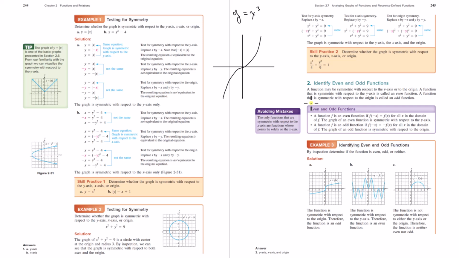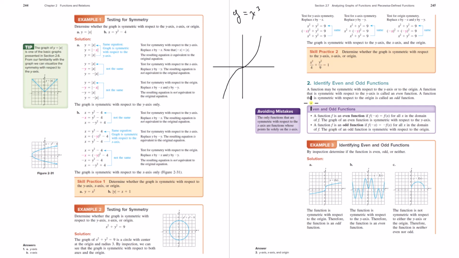Either you're going to be symmetric with respect to the y-axis, and then the function's given the name even function, or you're going to be symmetric with respect to the origin, in which case it's called an odd function.